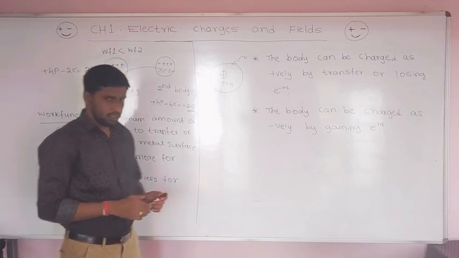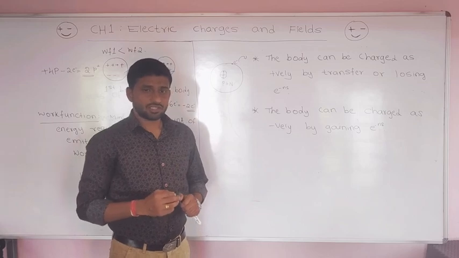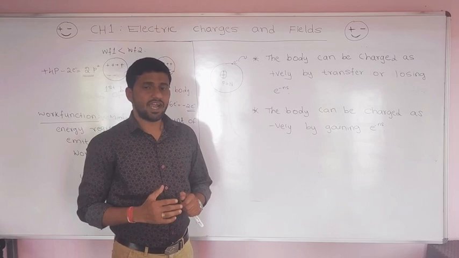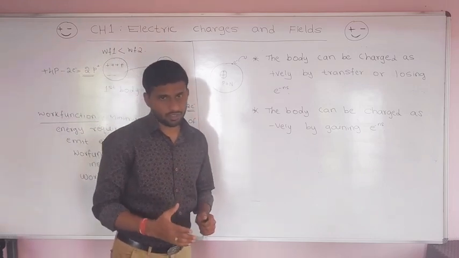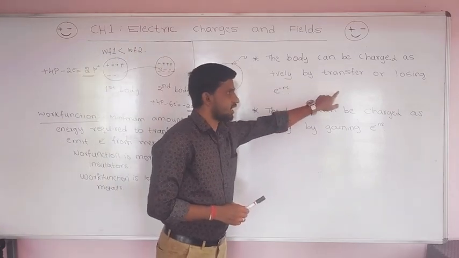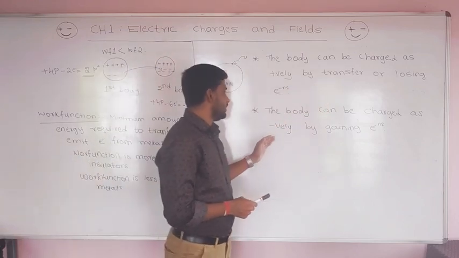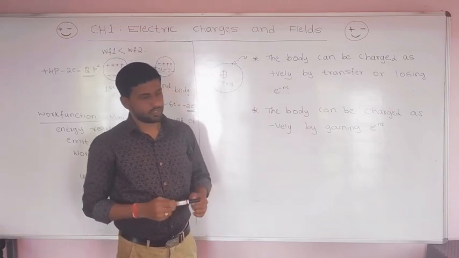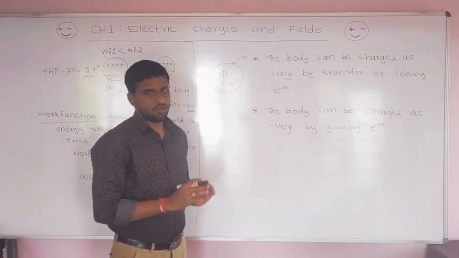So in today's class we discussed the origin of charge and where the charges are actually present, what an atom is and what it consists of, and also how we can charge a body. A body can be charged positively by losing electrons. Similarly, we can charge a body negatively by gaining electrons. So that is about charging a body and the origin of charge.